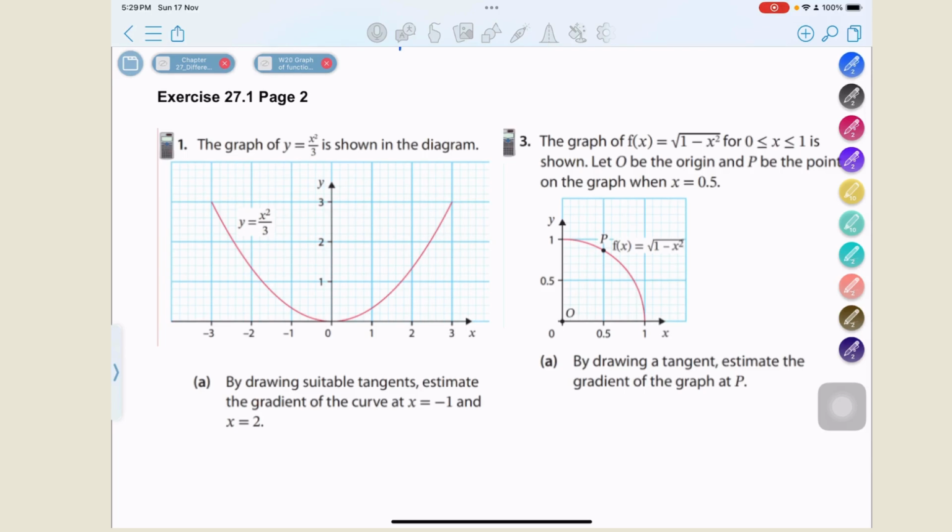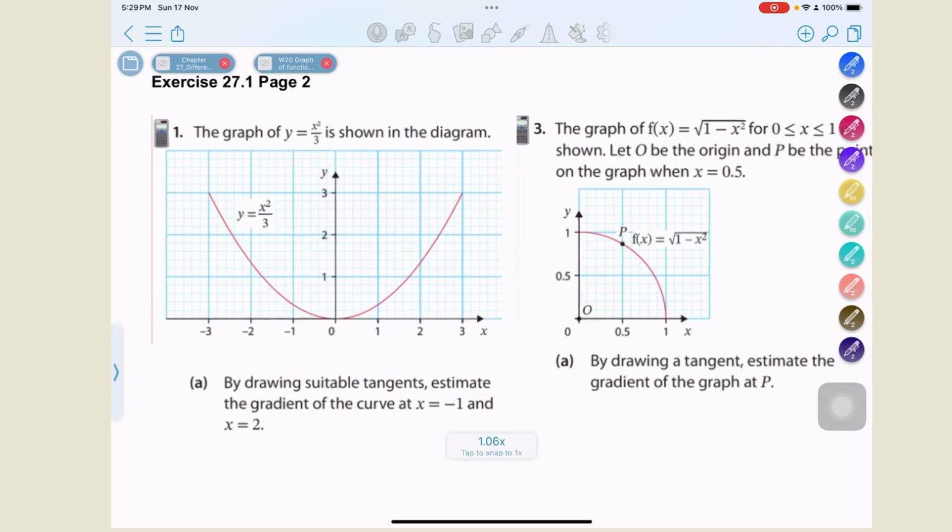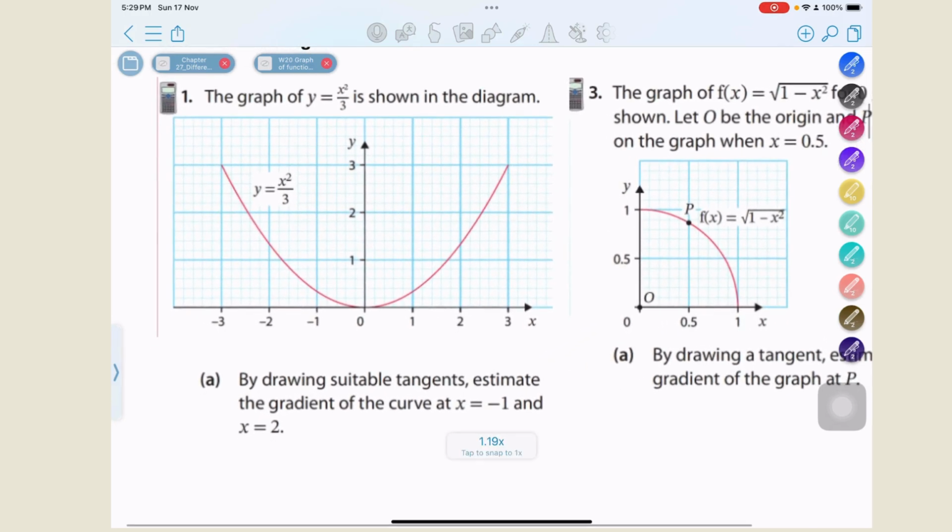So without further ado, we look at exercise 27.1 on page 2. First of all, I want you to look at the first graph. They say the graph shows y = x squared over 3 in the diagram. Now they want you to draw a suitable tangent to estimate the gradient of the curve at x = -1 and x = 2.